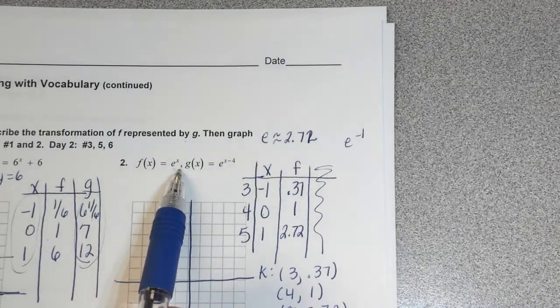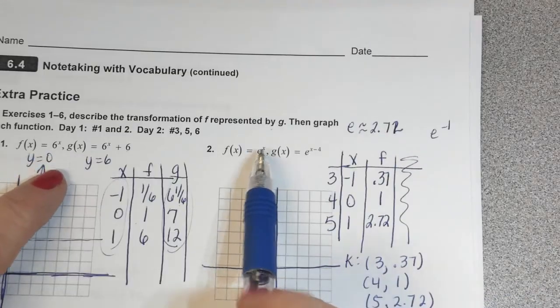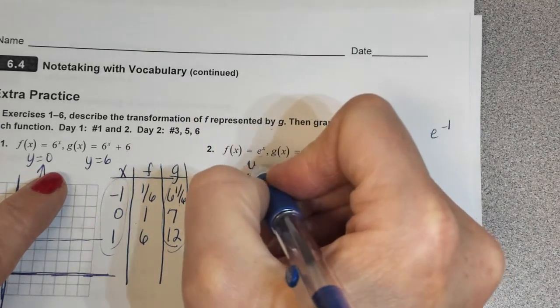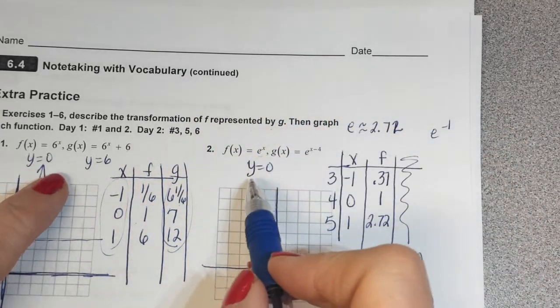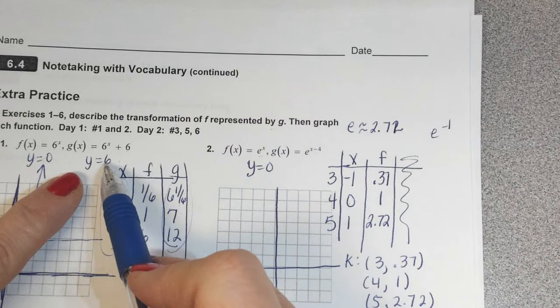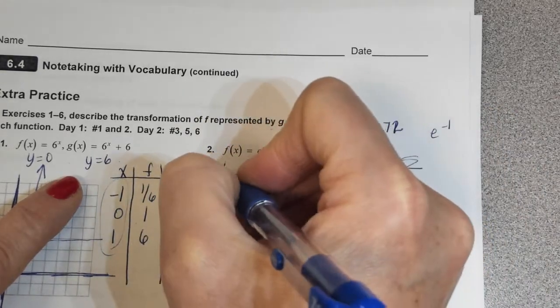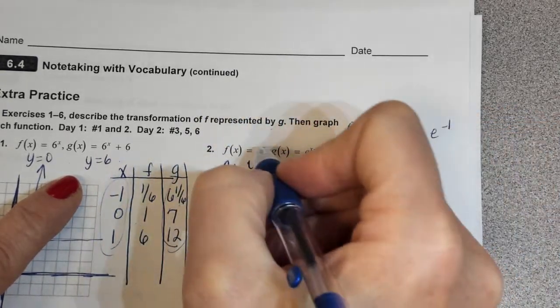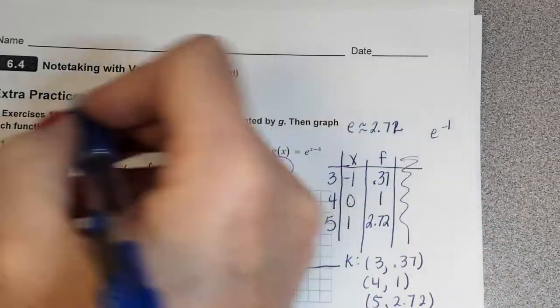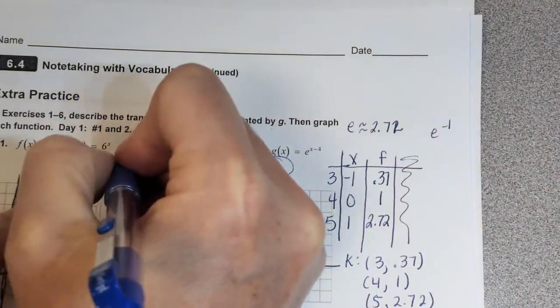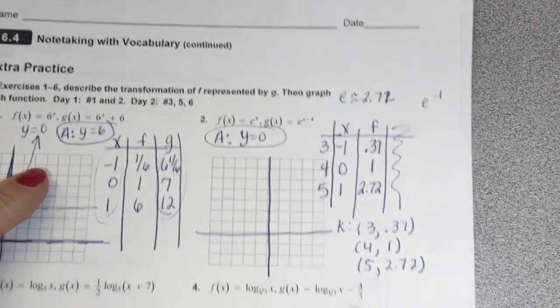Thinking about the asymptote, every time I have an exponential function, that asymptote is always y equals 0, unless I've shifted up or down. Here I shifted up, so it changed. But if I have y equals 0 as a horizontal asymptote, and I shift to the right, that doesn't change it. It's still y equals 0. So my asymptote is still just y equals 0. Have that on over here too. It's y equals 6 at the end.